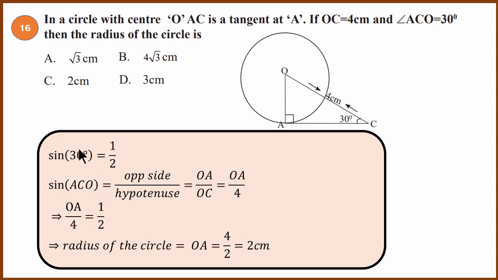Why? Because ACO is 30 degrees, so sine 30 is half. That means OA by 4 is equal to 1 by 2. So what is OA? OA is 4 by 2, which is 2 centimeters. But what is OA? OA is the radius of the circle. So the radius of the circle is 2 centimeters. They have merged circles and trigonometry into one question. Very interesting question. So the answer is C.